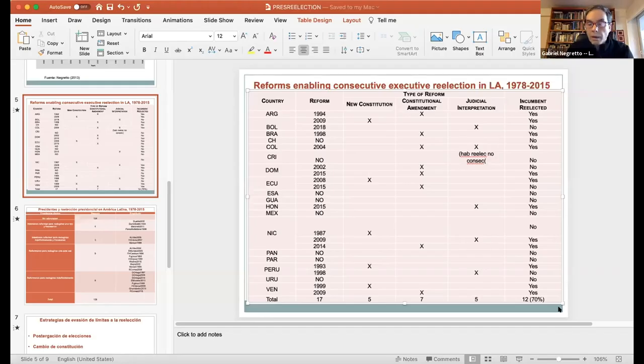So now let me show you very briefly this table that will illustrate my point. Can I share, Kimana? Yes, of course. Okay.